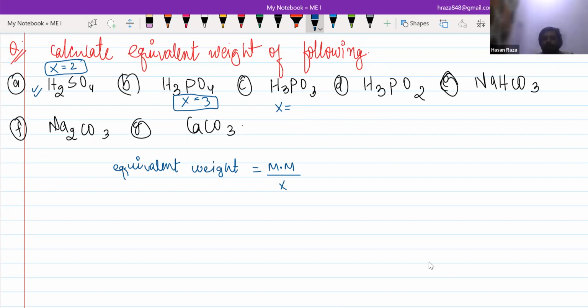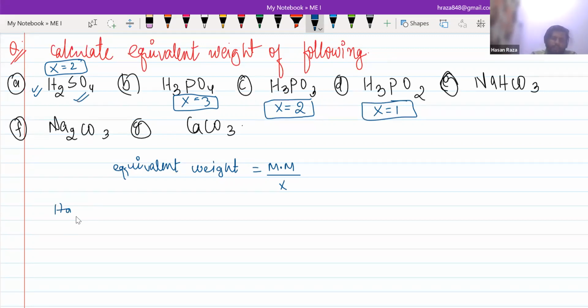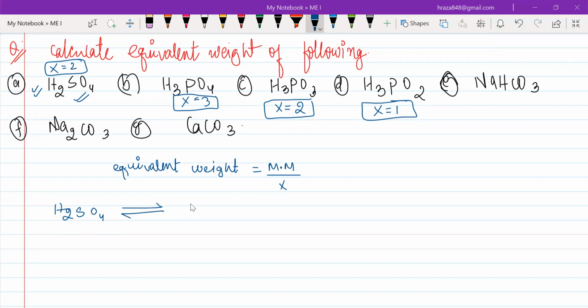So the value of x here will be equal to 2. I will explain why it is so. And here the value of x is equal to 1. Now this is quite easy. H2SO4, if you dissociate it into ions, it is an acid. So it will give you 2H plus and SO4 minus 2. That's why the value of x here will be 2.